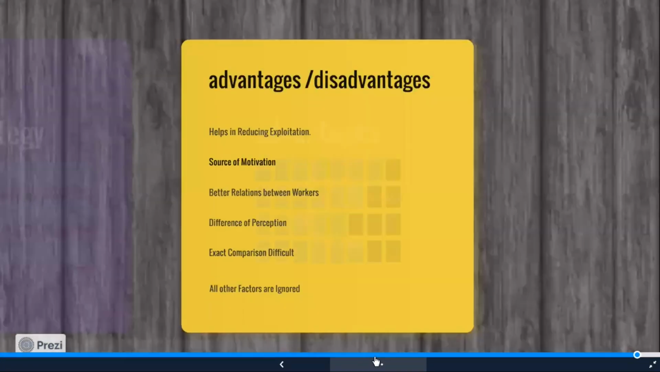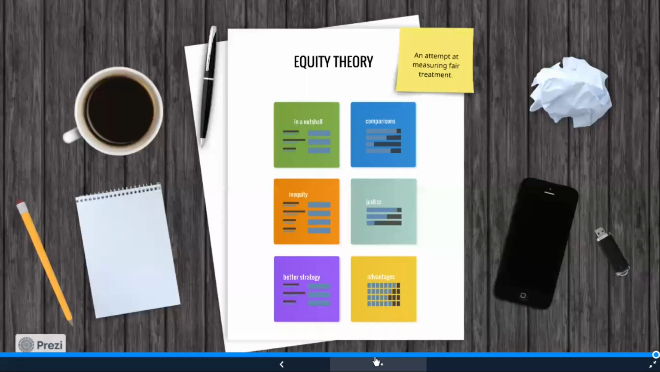So anyway, equity theory is a pretty unique theory because it tackles an area that other theories have not gone. Catch you another day.